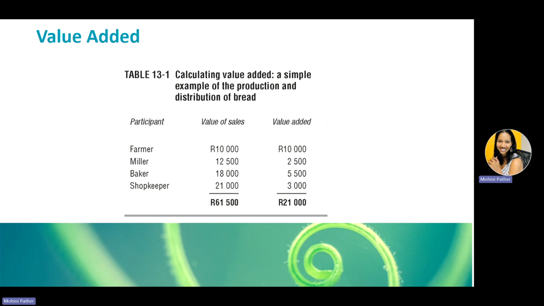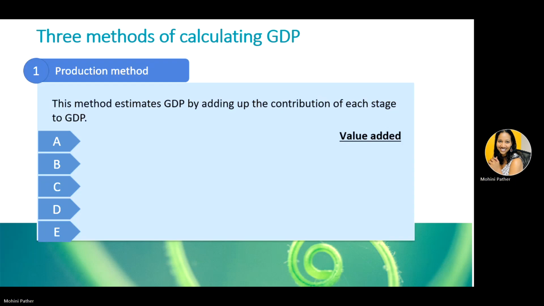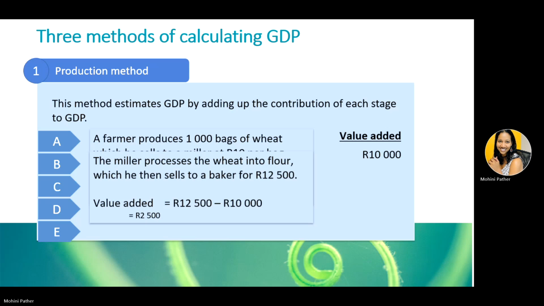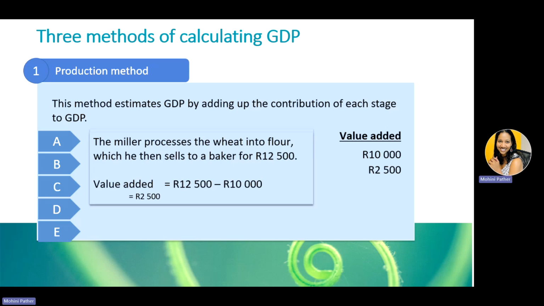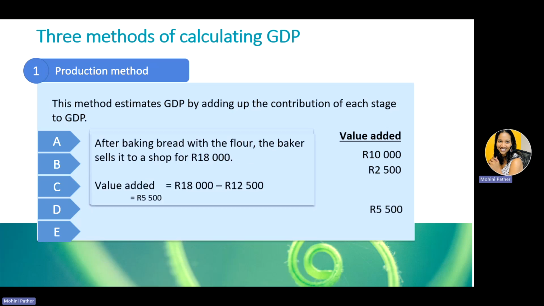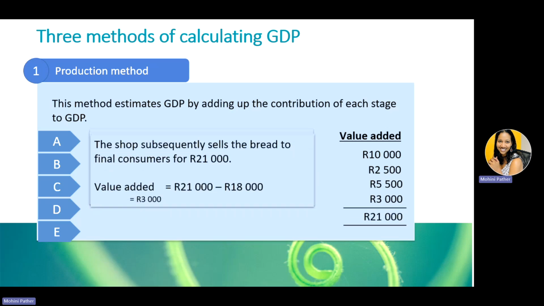Okay, so the actual value that was added in our previous example was only 21,000. Why? The original value never changes. So it's only the difference, what has been added at each stage of the supply chain, that gets calculated for value add. So when we're looking at these types of processes, we're looking at only what each industry is adding. And that's how we get a GDP of 21,000 Rand using the production method.